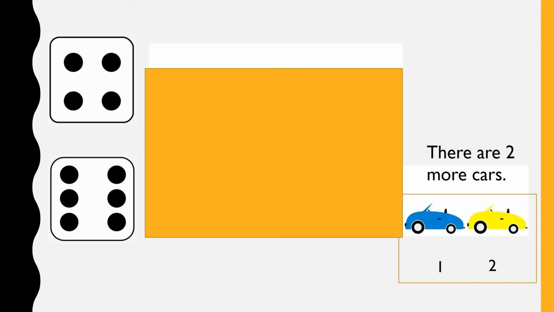I want you to play this game too. Roll your dice and collect your objects for that number. Then roll your dice and make a group of objects for the next number. Draw your objects and match them up. Which group has more and which group has fewer? Draw a circle or a box around the extra or the more objects.